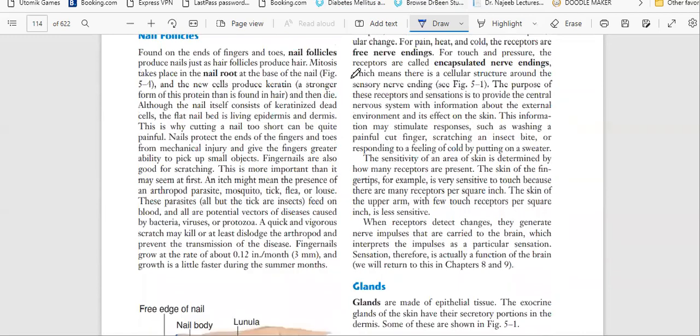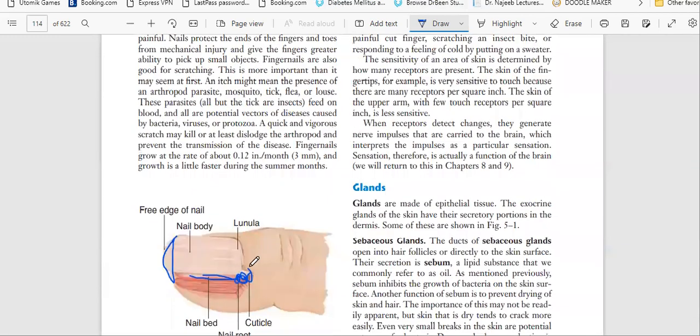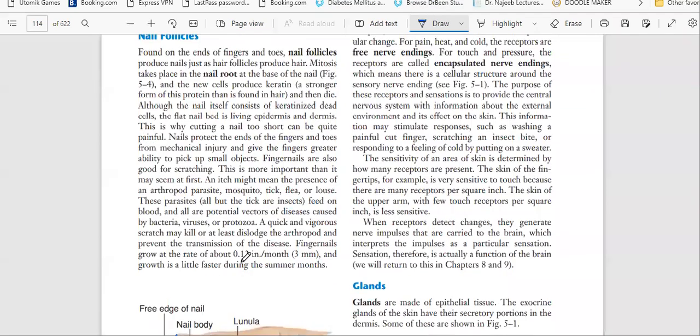Mitosis takes place in the nail root, so here we see the growth of the nail. The new cells produce keratin, a strong form of protein that is found in hair, and then die. Although the nail itself consists of keratinized dead cells, the flat nail bed is living epidermis and dermis. This is why cutting off the nail too short can be quite painful.